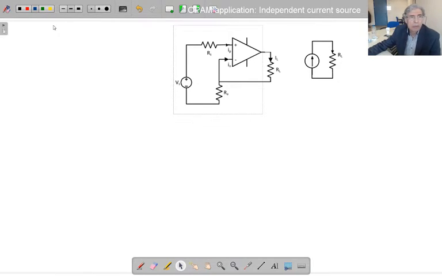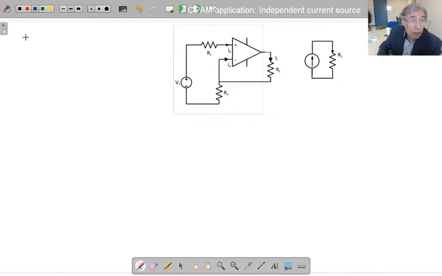Now, this is the last example of operational amplifier usage in practice, and this is how to get an independent current source by using the operational amplifier.